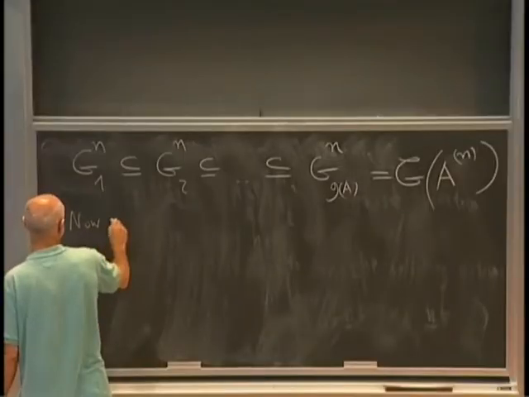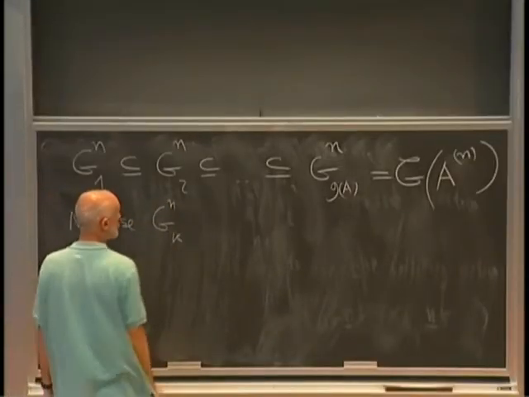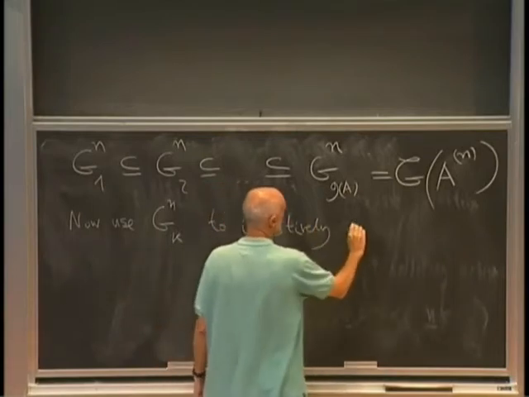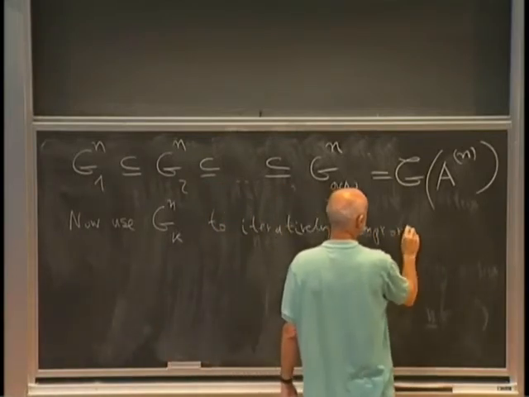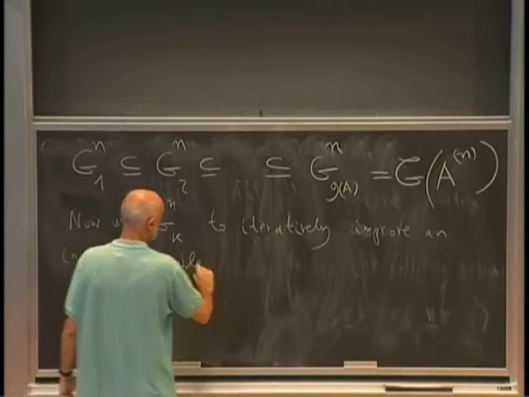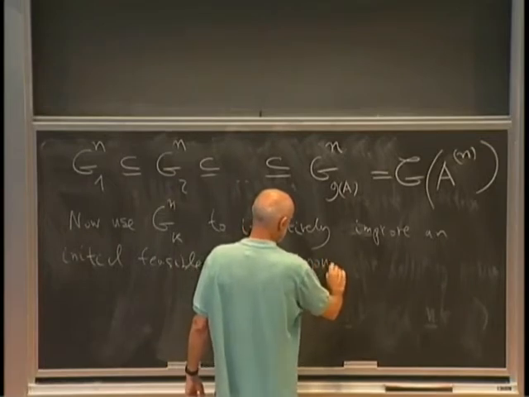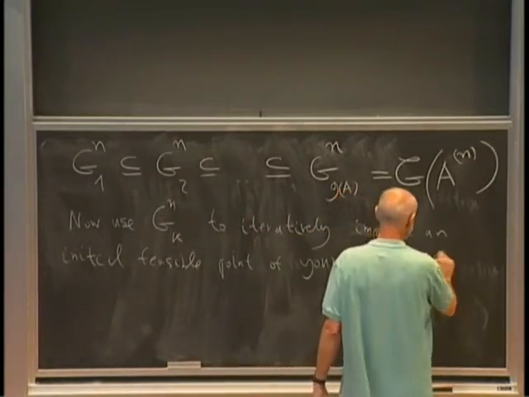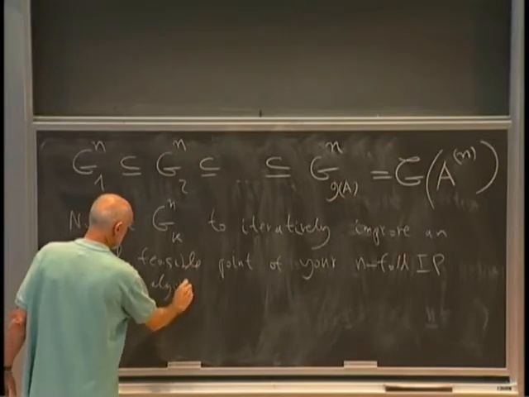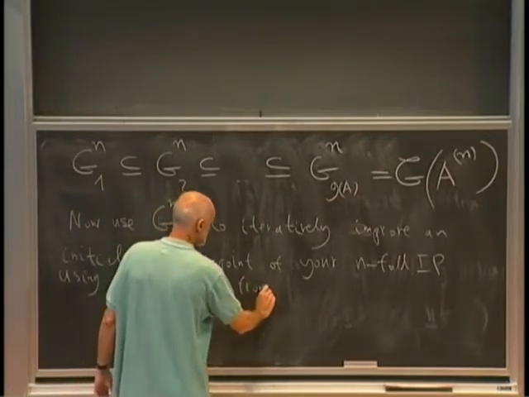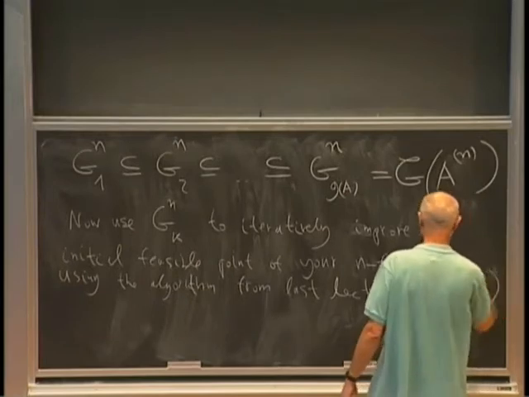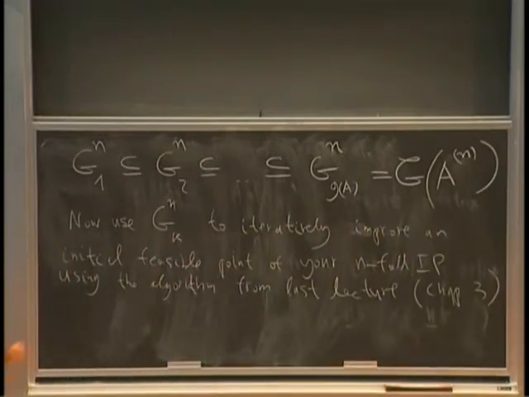Now use G_n^k to iteratively improve an initial feasible point of your n-fold IP, using the algorithm from last lecture, which is the contents of chapter 3, as far as possible.